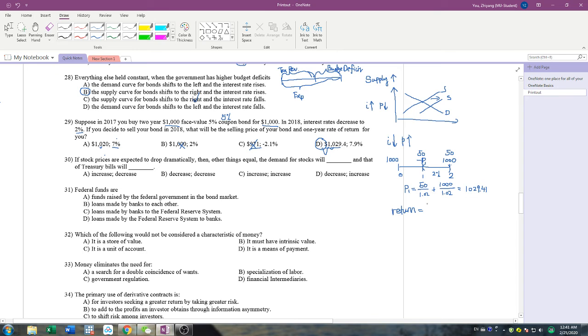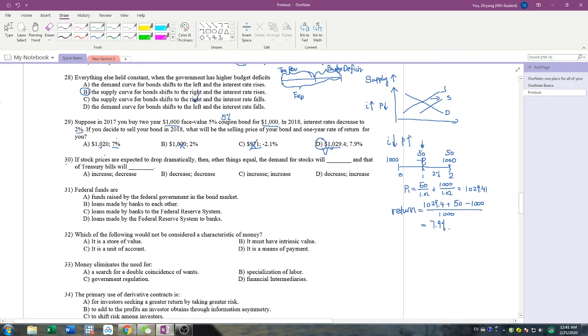Basically, I'm going to use the money I'm going to get on this day, which is the selling price, 1029.4, plus the coupon payment I collected, that's $50, minus the original price I paid for and divided by the original price. So briefly, that is going to be about 7.9%. Okay, so that confirms D is the right answer.